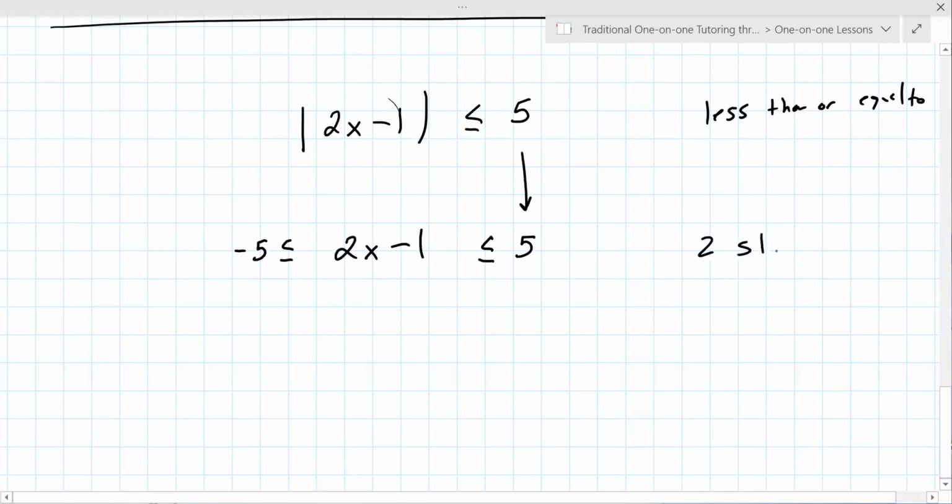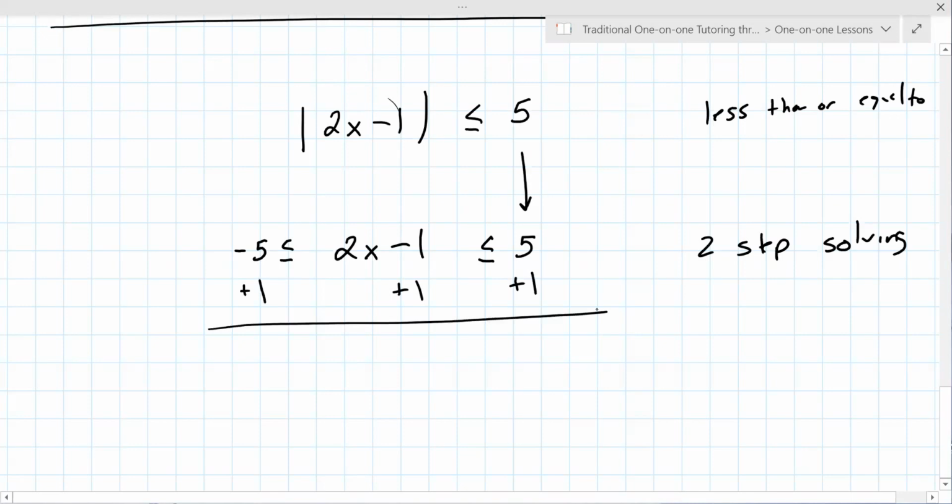So this is now a two-step solving. You have multiplication by 2 and subtraction by 1. No, you have to undo addition and subtraction first. You have to undo addition and subtraction first. You're going to add 1 to everything. So that's -4 less than or equal to 2x less than or equal to 6.